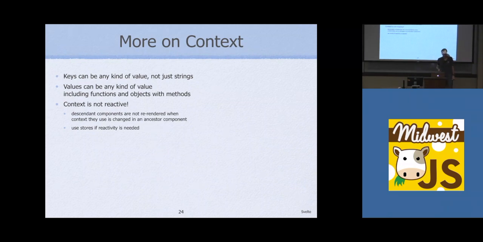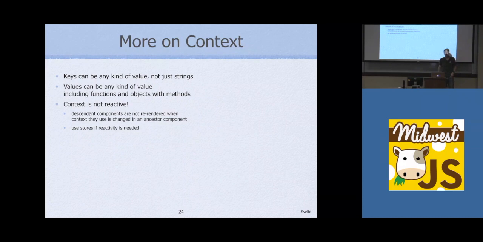So the keys can be any kind of value. You might think that using a string would be the best thing, but you do then have to make sure that no other part of your app accidentally uses the same string, at least if it's in the same hierarchy. So the key can be any kind of value, and of course the value can be anything you want, including functions and objects that you might want to share.